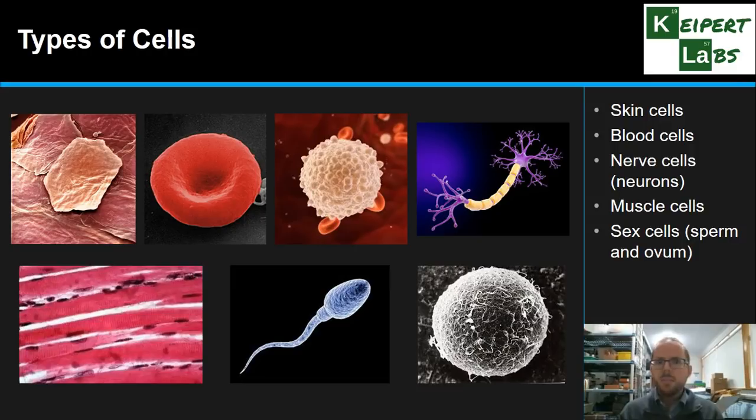All of these and many, many more different types of cells exist inside you. All of them have a specialized job and a structure and a function, like a shape and structure that helps them to meet that need.